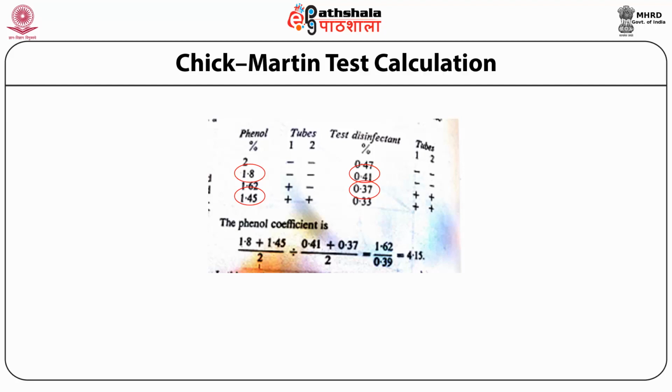That means the phenol coefficient can be calculated as shown in the slide. You can see the mean of both is calculated. That means the phenol coefficient is calculated by dividing the phenol percentage by the test disinfectant percentage, which gives 4.15.